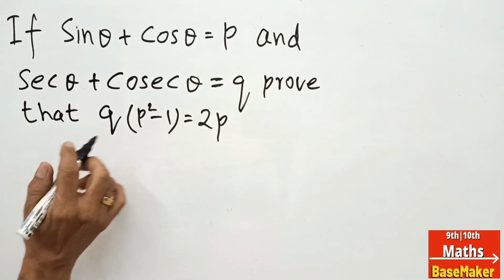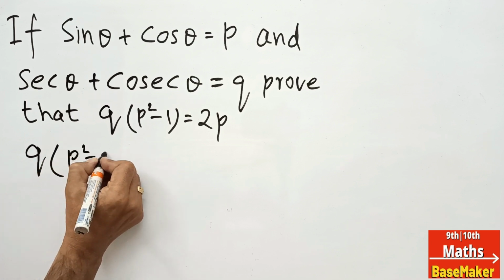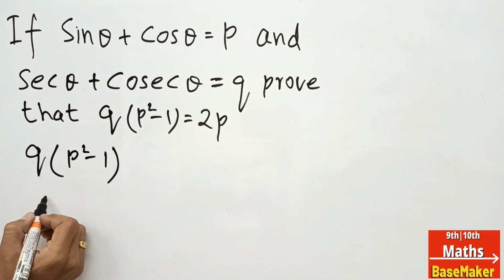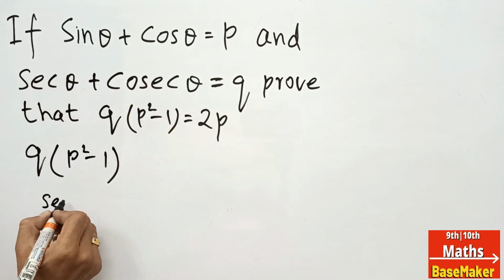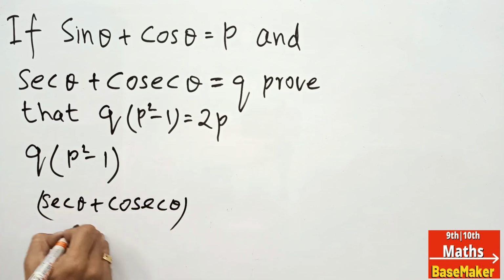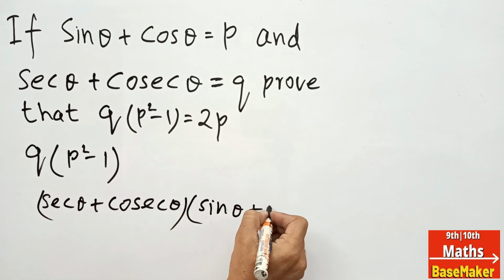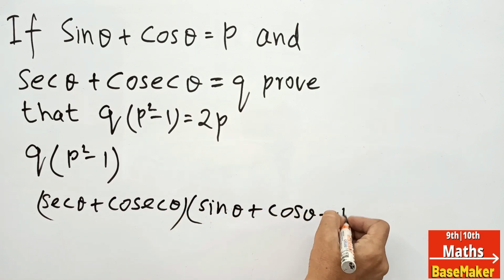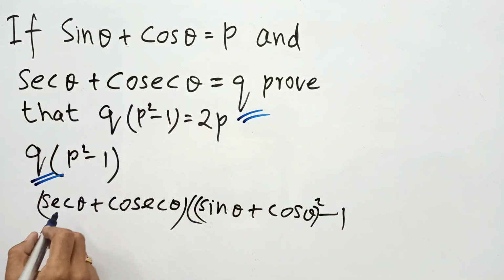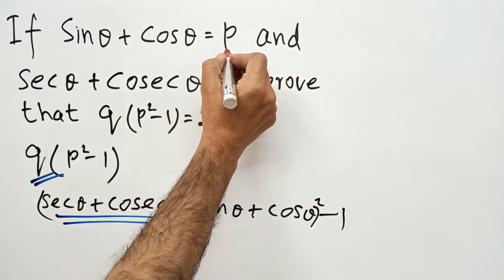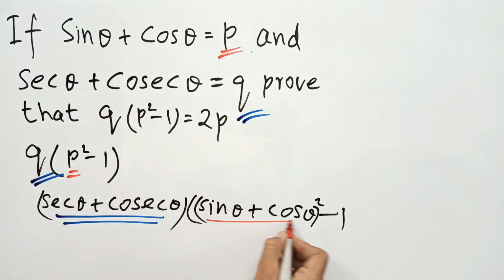We will start with the LHS, left hand side. Q into P square minus 1. In place of Q, we will put this expression, sec theta plus cosec theta. In place of P, we will take sine theta plus cos theta. See, in place of Q we took this one, and in place of P, we took this sine theta plus cos theta.